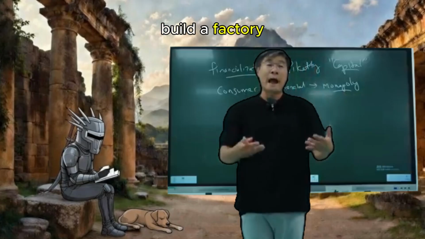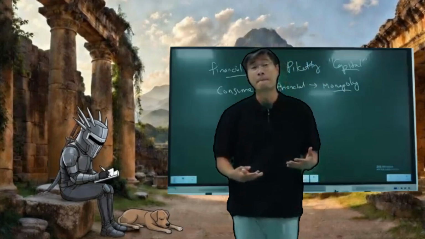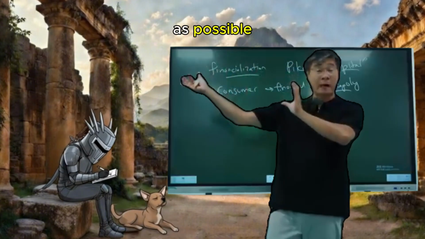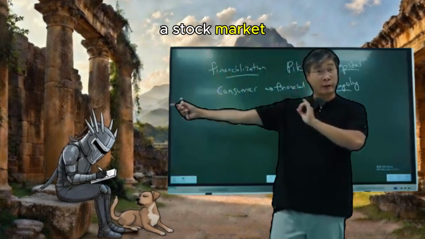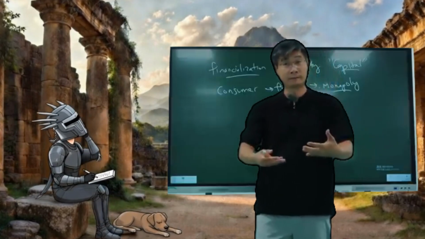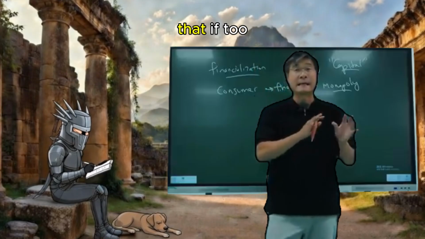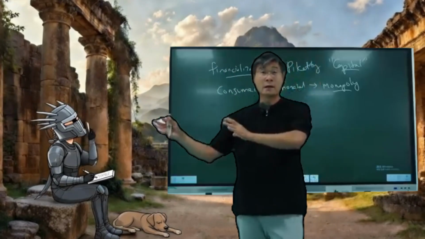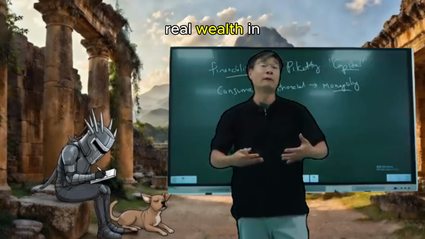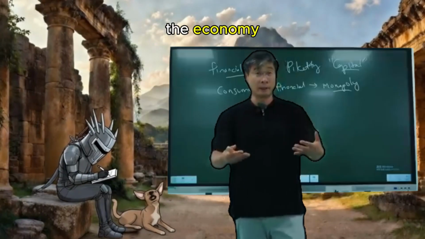But after I build a factory and I make a lot of money, I want to take this money and let it grow as fast as possible, so I put it in a stock market. Okay? And that's just how people behave. The problem is that if too many people do that, then no one's really working. No one's creating real wealth in the economy.